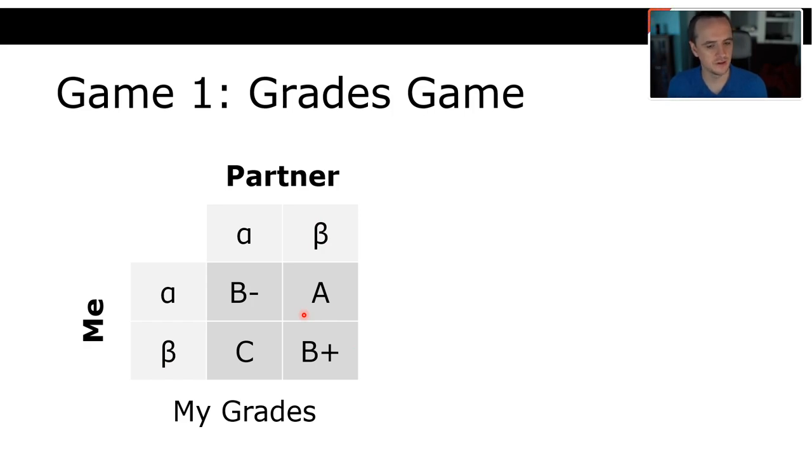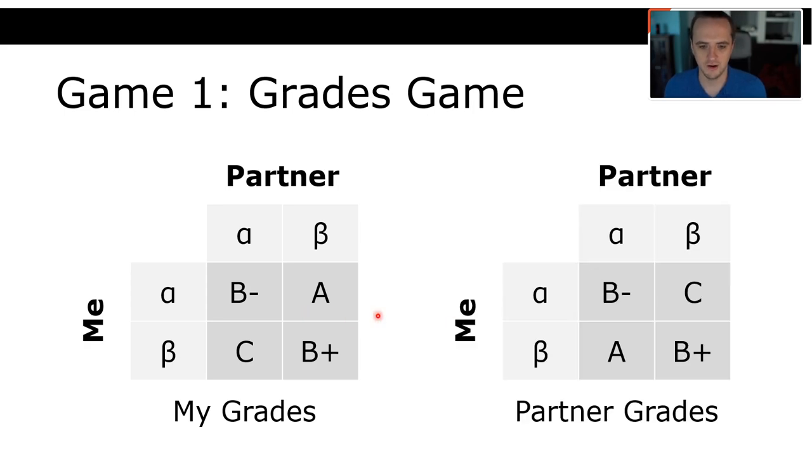And if we think about it, the partner is also playing this game, right? And so here are the partner outcomes for the same game. So if I choose alpha and they choose alpha, well, the partner still gets a B minus, right? So if both people choose the same thing, the outcome is going to be the same for both people. If I choose alpha and they choose beta, the partner gets a C. If I choose beta, they choose alpha, the partner gets an A. And if we both choose beta, we get a B plus, okay?